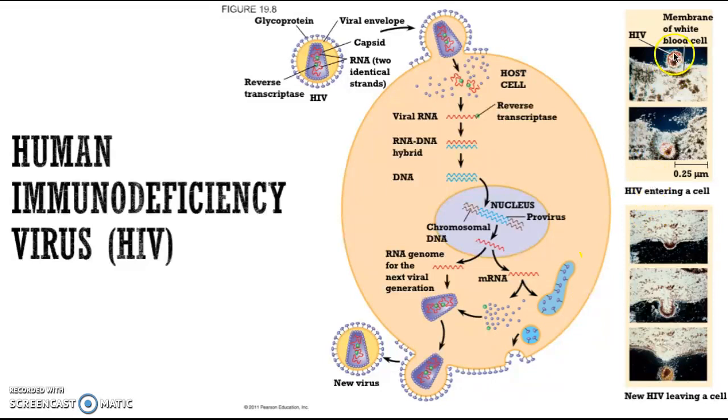And here you can see how it's taken into the cell. Right, here's the viral particle here. The membranes fuse, and then the viral particle can enter. And this is like the budding process that's going to take the host membrane with it to make the envelope.